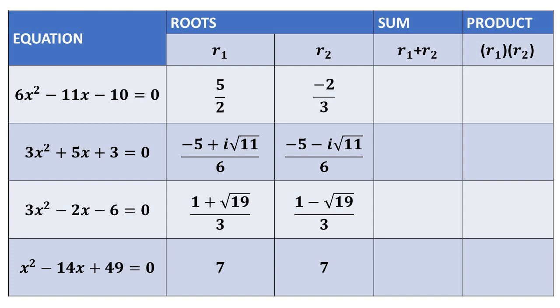Given 6x squared minus 11x minus 10 equals 0, the roots are 5 halves and negative 2/3. The sum is 11 over 6 and their product is negative 5 over 3.